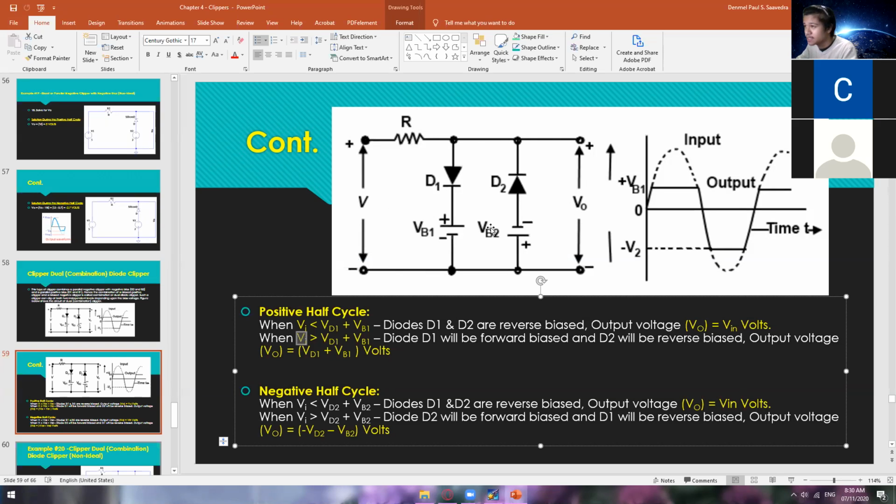So again, if it's the case, then the only thing that we need to consider is the voltage drop of the diode and then the bias voltage itself. As you can see, we have positive and then positive, so VD1 plus VB1. That's how we get the formula for V sub O: VD1 plus VB1.